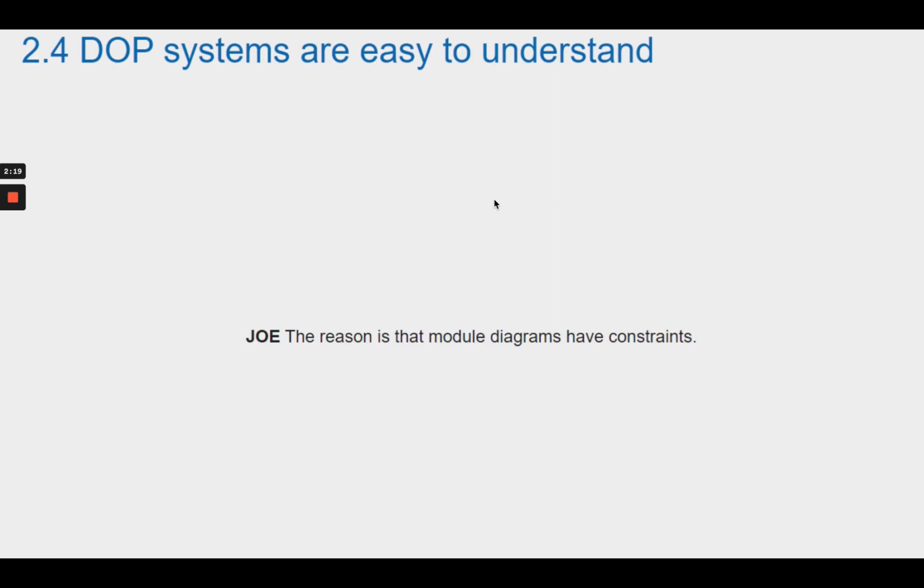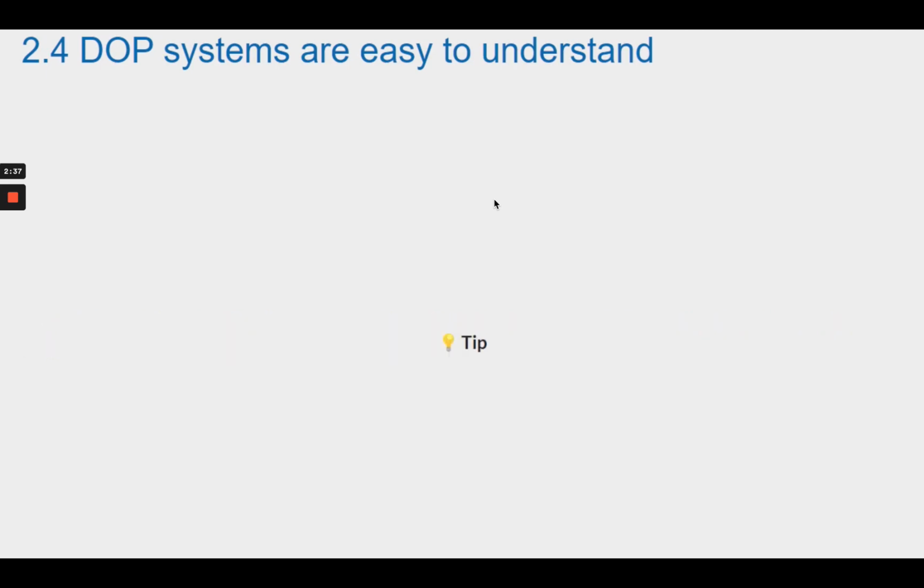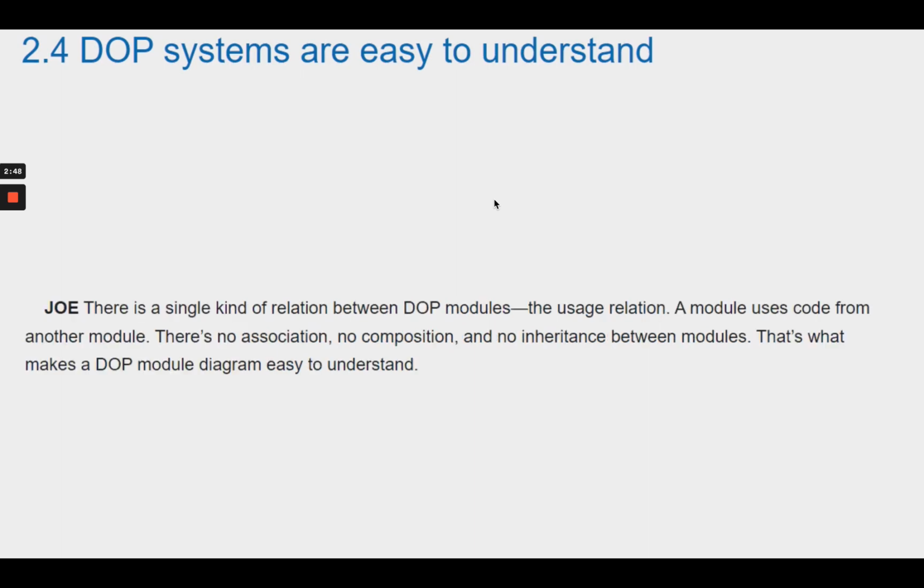Joe: "The reason is that module diagrams have constraints." Theo: "What kind of constraints?" Joe: "Constraints on the functions we saw before. All the functions are static or stateless, but there's also constraints on the relations between the modules." Tip: all the functions in a DOP module are stateless. Theo: "In what way are the relations between modules constrained?"